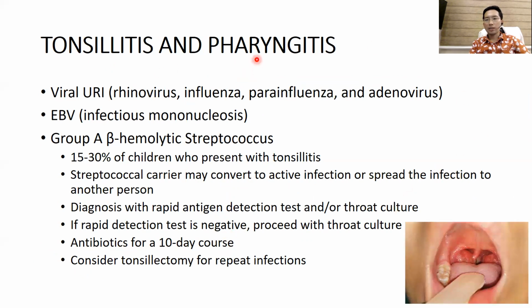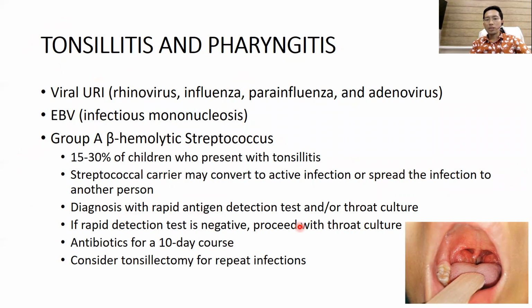Let's go to tonsillitis and pharyngitis. Remember that for tonsillitis and pharyngitis, the most common cause is actually viral upper respiratory infection, such as rhinovirus, influenza, parainfluenza, and adenovirus. For infectious mononucleosis, which is EBV. For the bacterial, the most common is group A beta-hemolytic streptococcus. In 15 to 30% of children who present with tonsillitis, the streptococcal carrier may convert to active infection or spread the infection to another person.